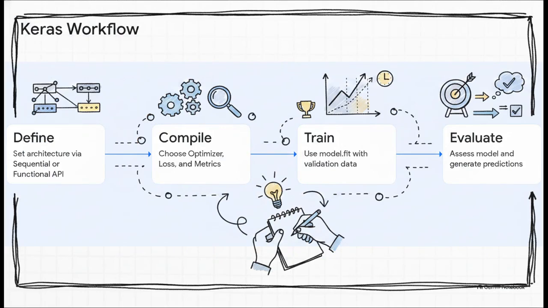So let's bring this all together into a literal 4-step professional workflow that you will use constantly in the real world. Step 1, define your architecture using the sequential or functional API. Step 2, compile that model with your optimizer, loss function, and metrics. Step 3, train it using model.fit, being careful to monitor your validation data. And step 4, evaluate that final model and generate predictions on entirely new data using model.predict. Seriously, if you can sketch it out in your head, you can build it.